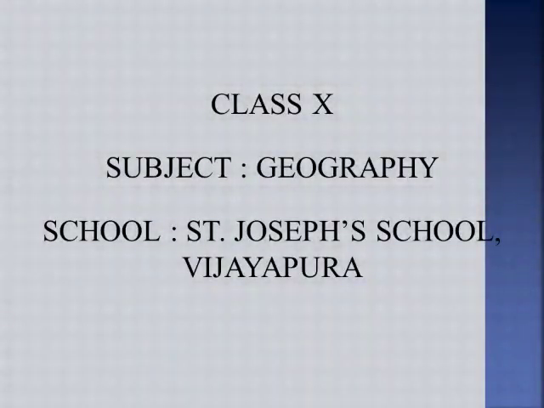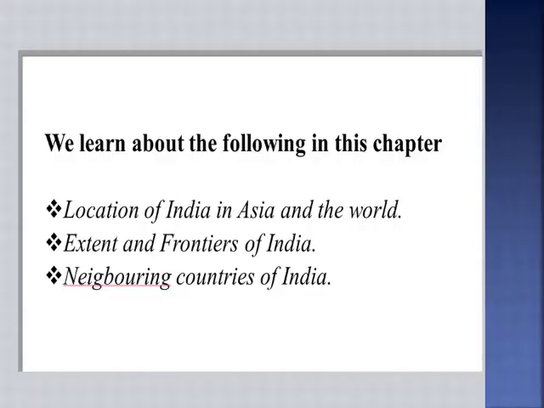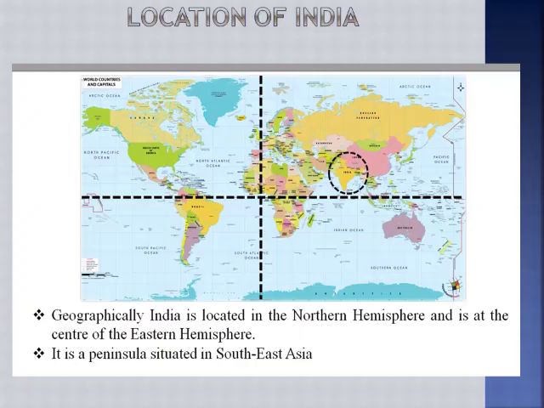Today we shall begin with the first chapter of your geography, Indian position and extension. In this chapter, we shall learn about the following concepts: location of India in Asia and the world, the extent and frontiers of India, and the neighboring countries of India. First, we shall begin with the location of India.